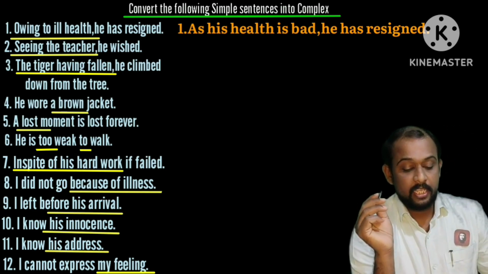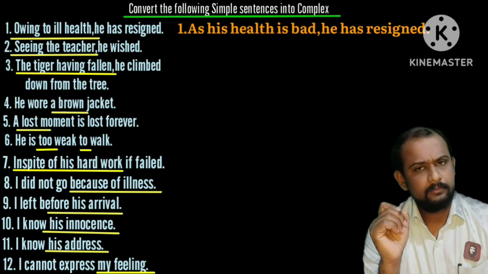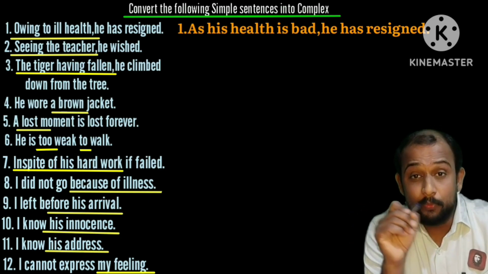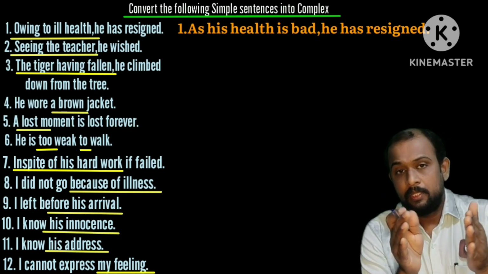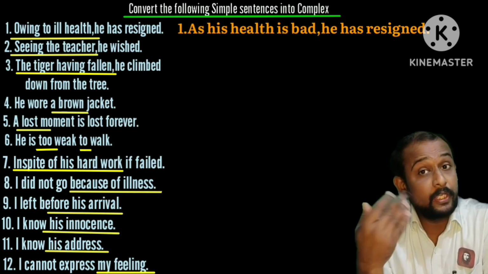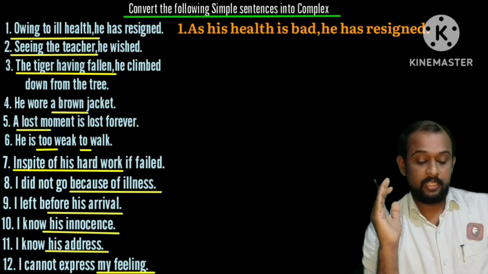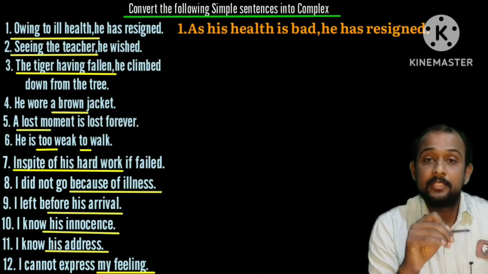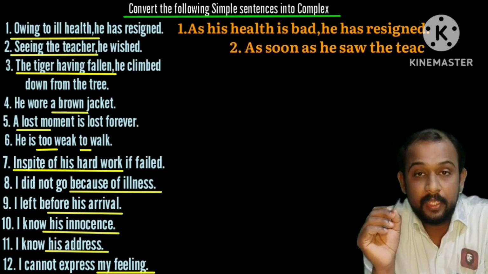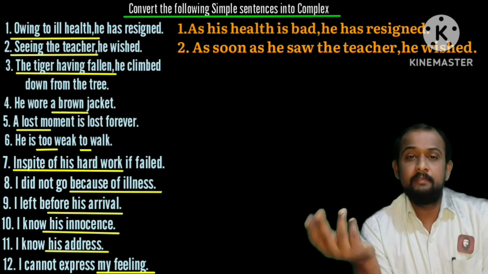Seeing the teacher, he wished. Look at the statement carefully. The main clause is he wished. Seeing the teacher is not a clause. It is a phrase. You have to convert this phrase into a subclause. How will you convert? See, as soon as he saw the teacher, he wished. Or when he saw the teacher, he wished.